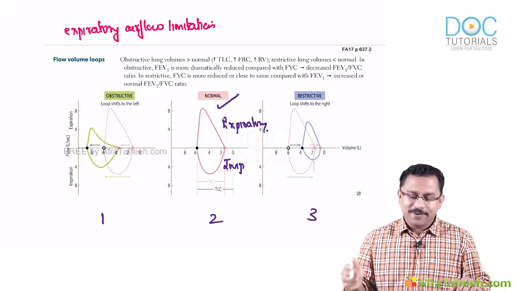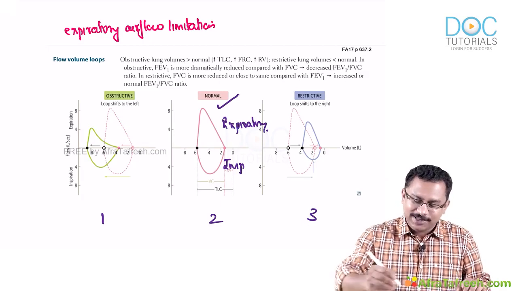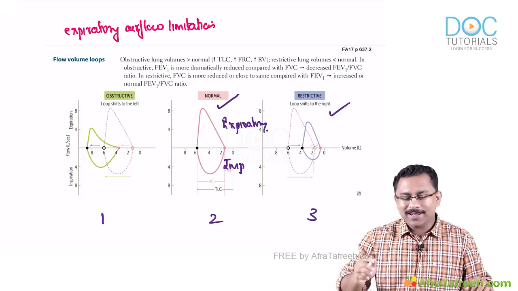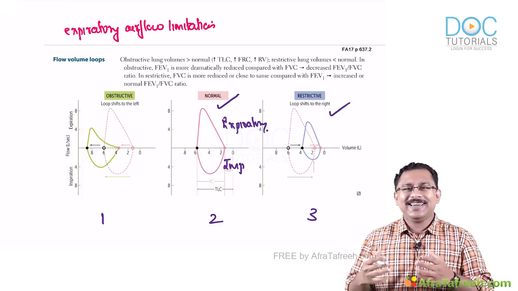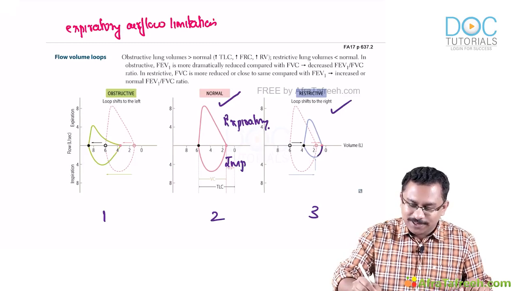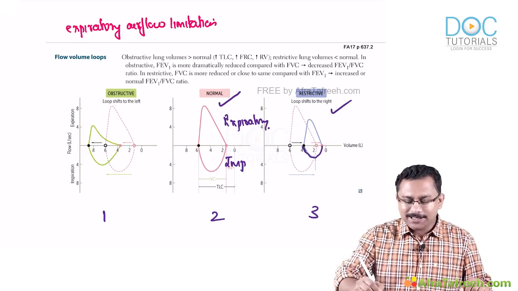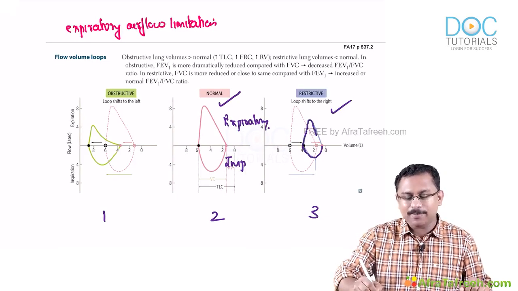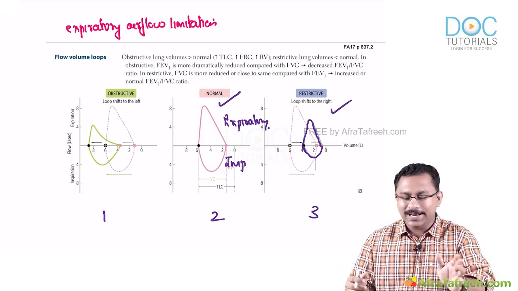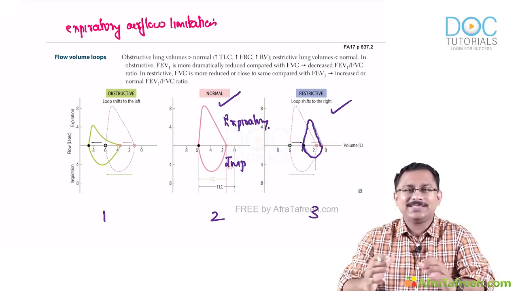Okay, now when it comes to restrictive lung disease, you are going to see picture number 3, that is a restrictive lung disease. Now here the predominant problem is an inspiratory problem. So you see the inspiratory limb of the loop is again a very small one. Expiration is taking place, but since the amount of air that has come in is less, the amount of air going out also will be less. So this is a very small loop that you are seeing.